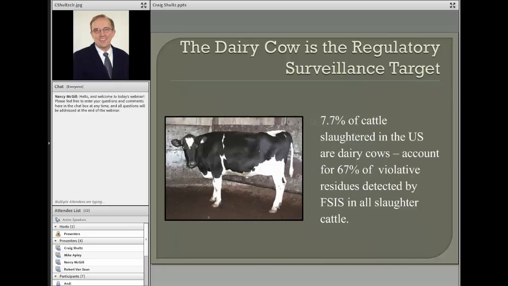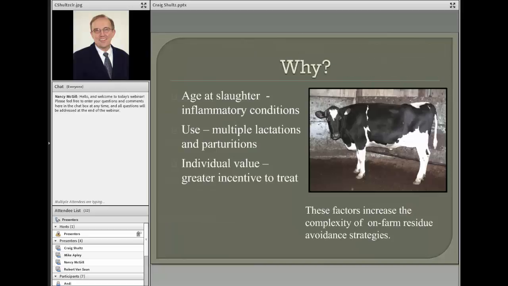7.7% of the cattle slaughtered in the United States are dairy cows, but they account for 67% of the total violative residues detected by FSIS in all slaughter cattle. So we certainly have some risk associated with the dairy cow. And why do we have that risk?